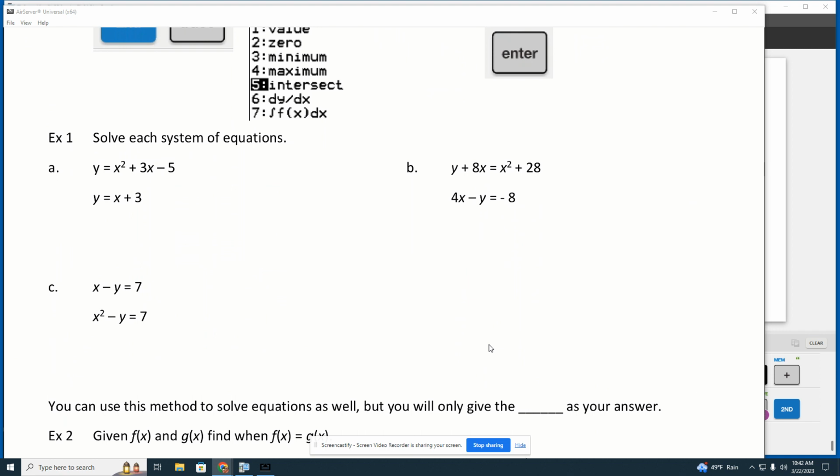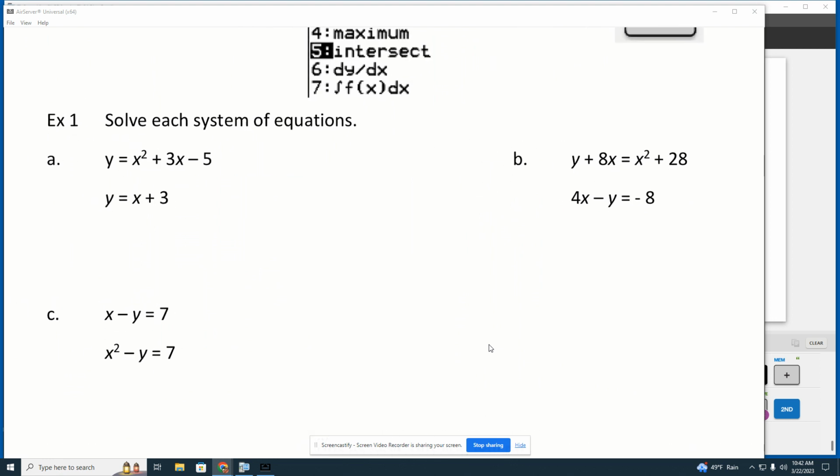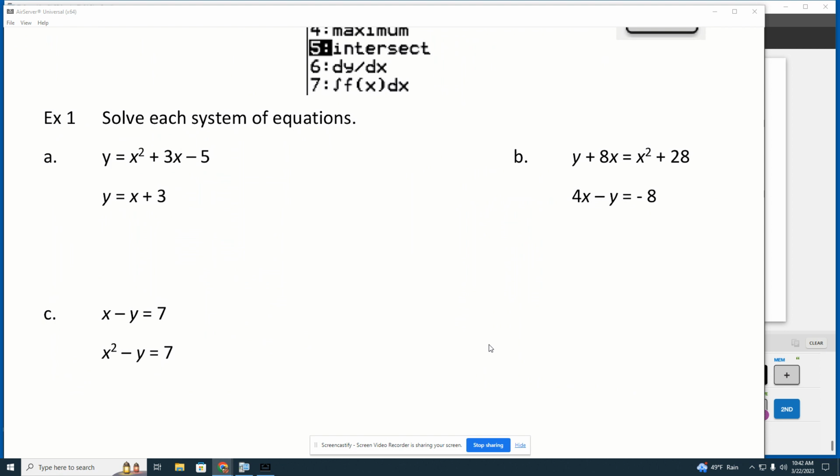So here's the deal. There are 2 different ways that they're going to ask these questions. For example, numbers 1, 2, and 3 here, it simply says solve each system of equations. And then it gives me 2 equations. These we will answer by giving the entire ordered pair. Okay?